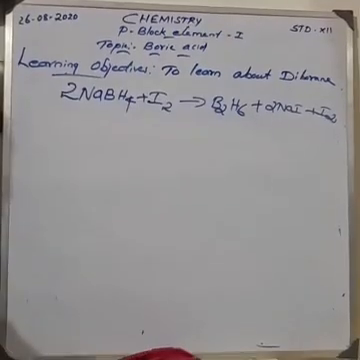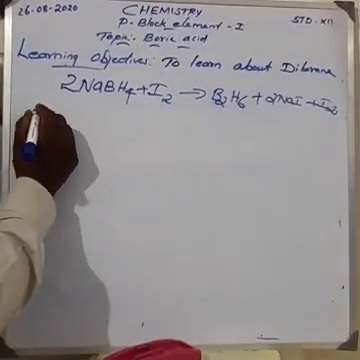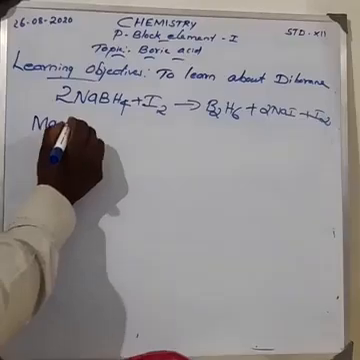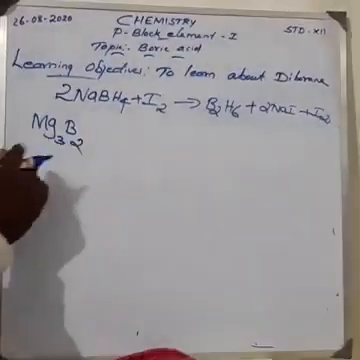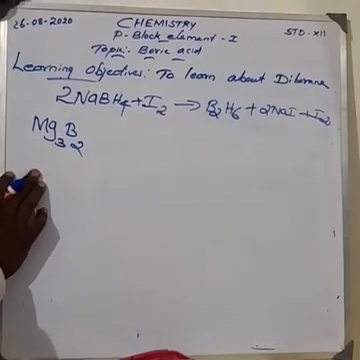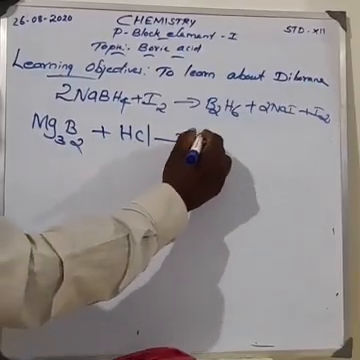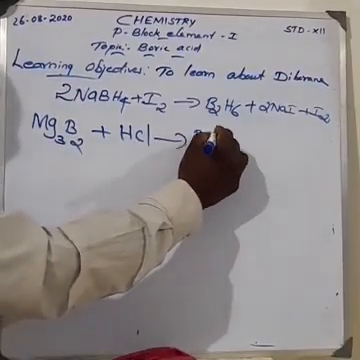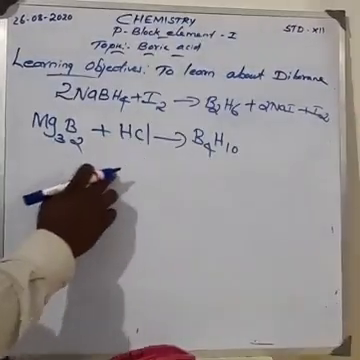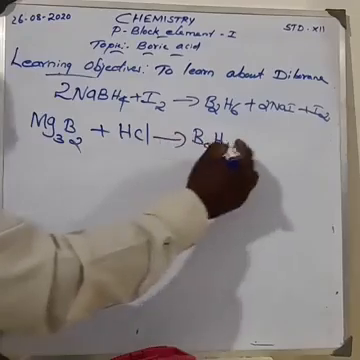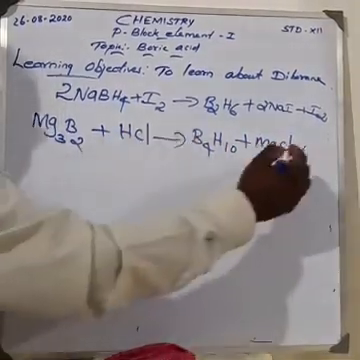Next, magnesium boride. Magnesium boride formula Mg3B2. Magnesium boride with HCl, we get boranes, B4H10. Magnesium combines with chlorine to form MgCl2 plus H2.